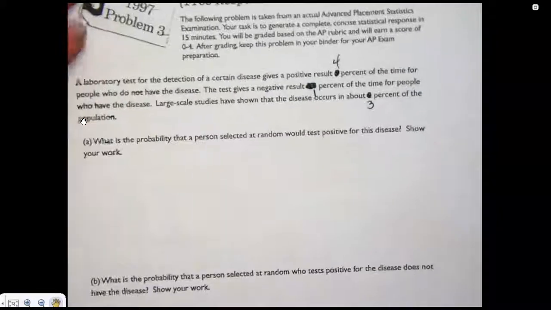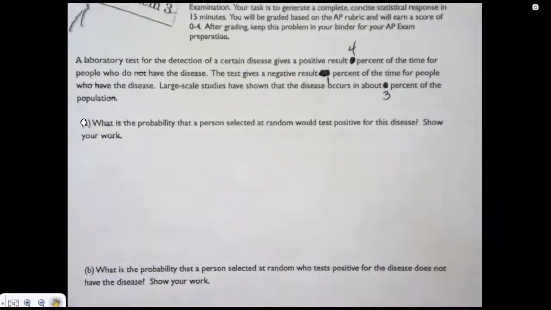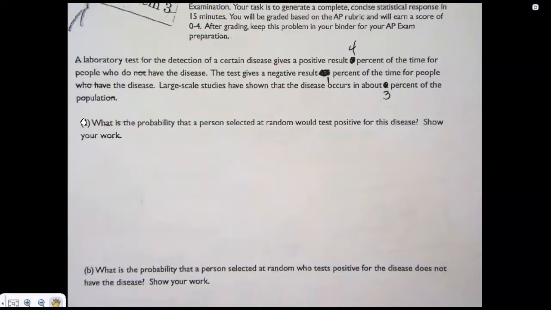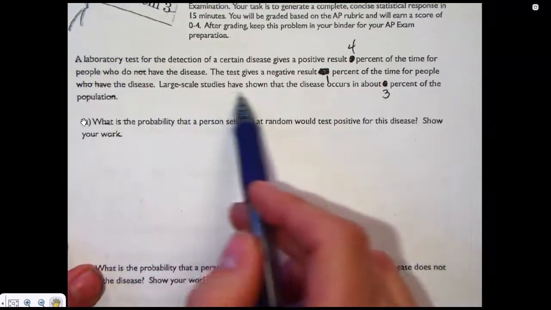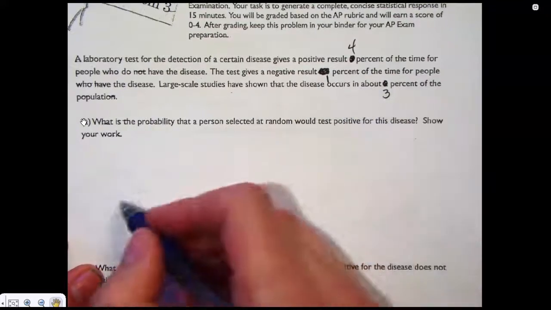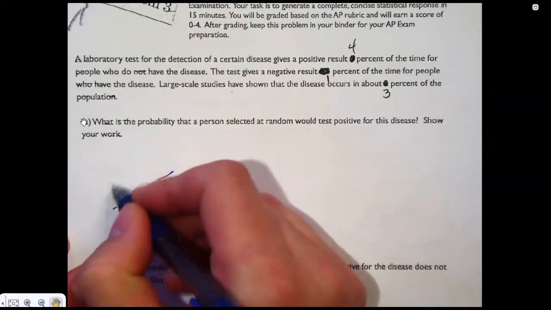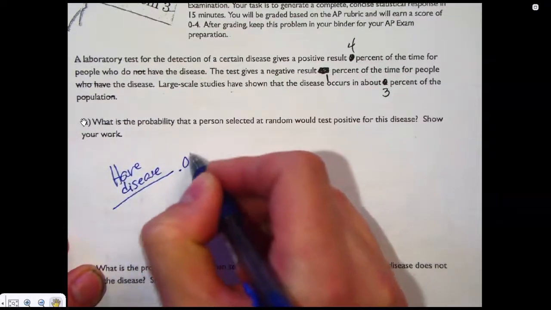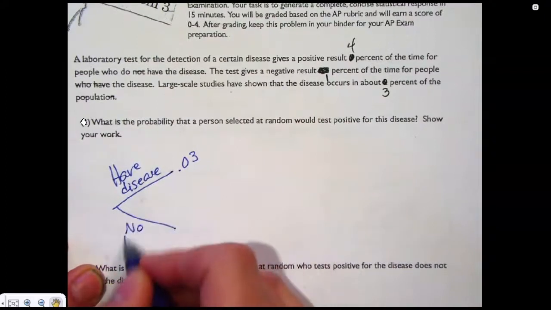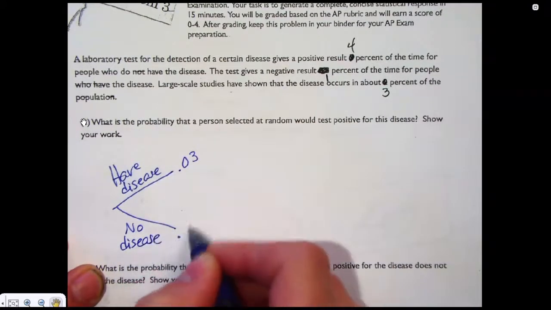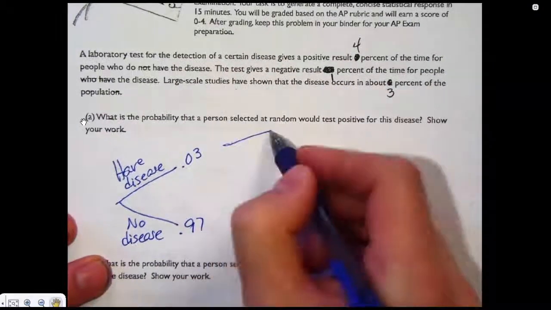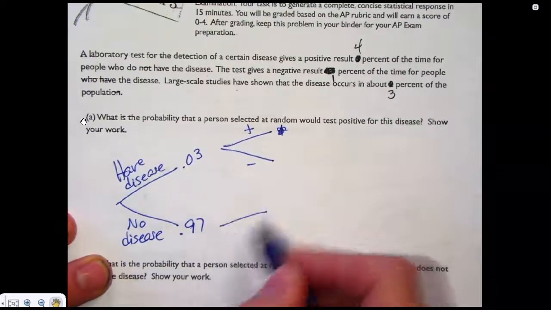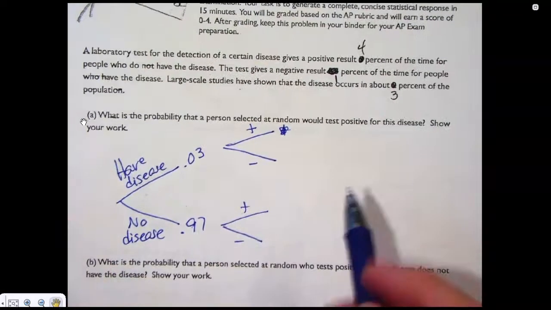All right, now we got this disease, positive, negative, false positives, false negatives, this whole deal. So we start off with what percent of the population has the disease. So large-scale studies have shown that the disease occurs in about 3% of the population. So have disease is 0.03. No disease then must be 0.97. Well, if you have the disease, you might test positive or negative. And if you don't have the disease, you might test positive or negative. So let's find those numbers.